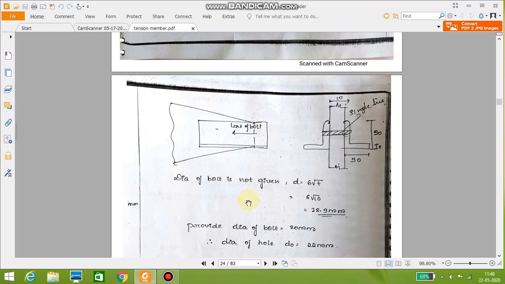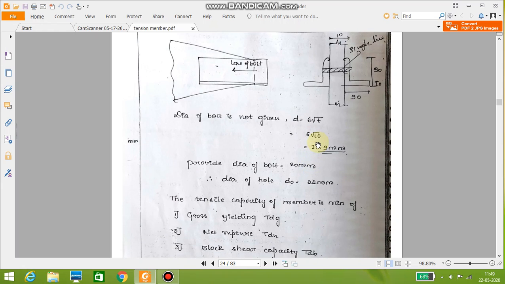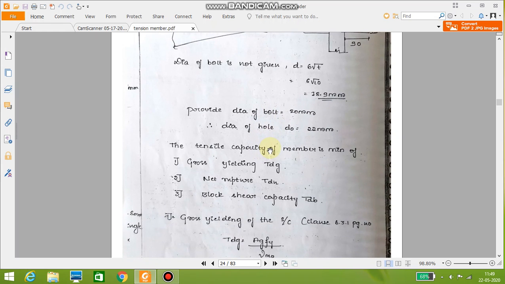Now the diameter of the bolt is not given. Let us calculate the diameter of the bolt using the formula 6 into root of t, where t is the thickness of the plate or thickness of the angle. So this is equal to 18.9 mm. So let us provide the diameter of the bolt as 20 mm. Therefore, the diameter of the bolt becomes 22 mm.